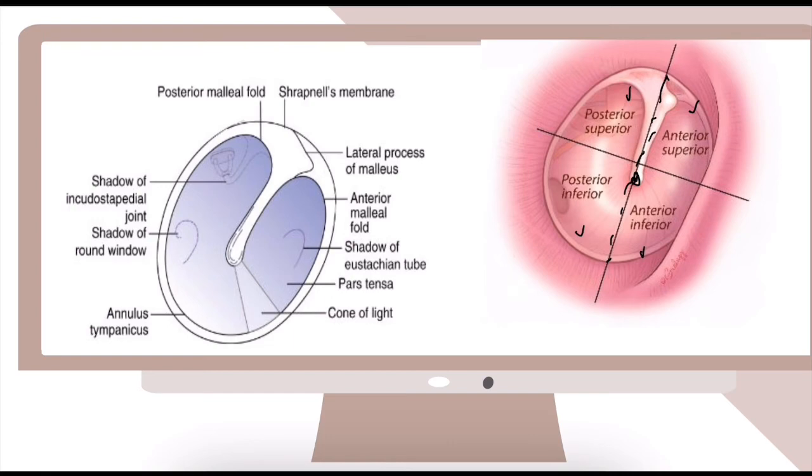The postero-superior quadrant contains the shadow of the incudostapedial joint, the antero-superior quadrant consists of the shadow of the eustachian tube, and the antero-inferior quadrant consists of the cone of light. Cone of light is nothing but the reflection of the handle of malleus due to the obliquity of the tympanic membrane. This is mainly due to the angular alignment of the tympanic membrane. Whenever the light of the otoscope falls on the tympanic membrane, it is reflected as the cone of light. And in the postero-inferior quadrant, we can see the shadow of the round window.